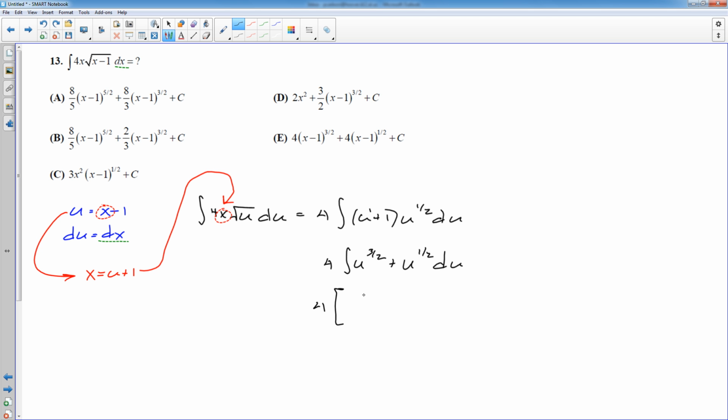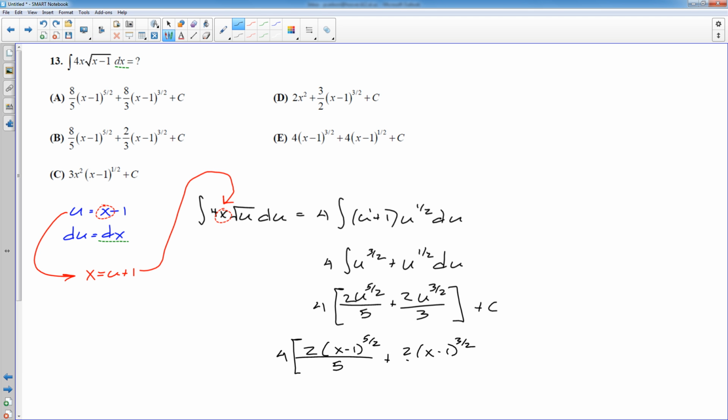The antiderivative of u to the 3/2, add 1. 3/2 plus 1 is 5/2. Divide by 5/2, so multiply by 2/5, plus u to the 3/2. 1/2 plus 1 is 3/2. Divide by 3/2, plus a c. And then I'll plug my u back in. So that's going to be 4 times the quantity 2x minus 1 to the 5/2 over 5 plus 2x minus 1 to the 3/2 over 3.